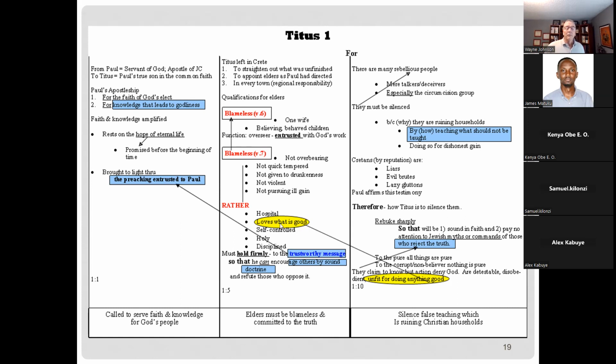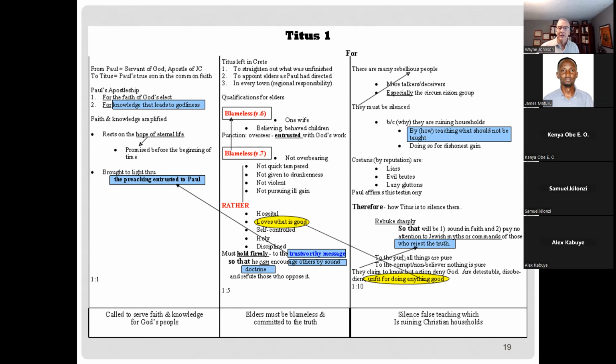And then this one is another interesting observation. An elder is to be one who loves what is good. These people who are causing problems are unfit for anything good. Probably four to five other times in the next two chapters, this idea of doing good keeps coming up. So I find that is a theme too, the doing of good and what we're called to do. And so I just identify that as well.